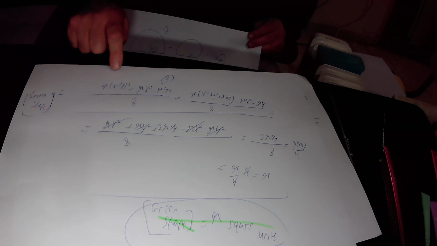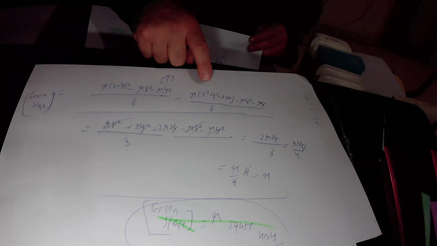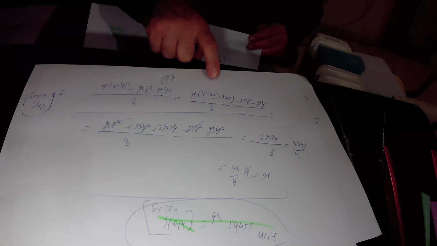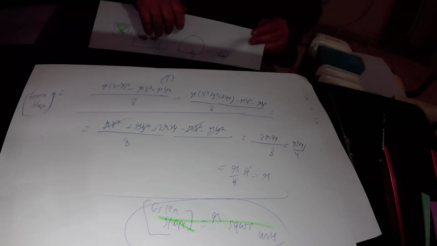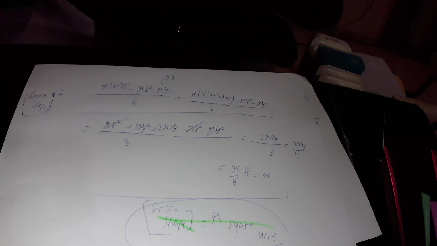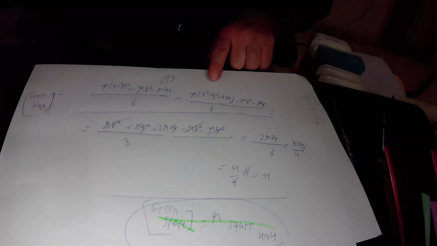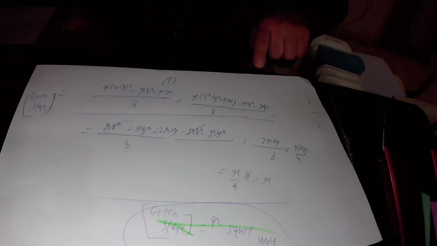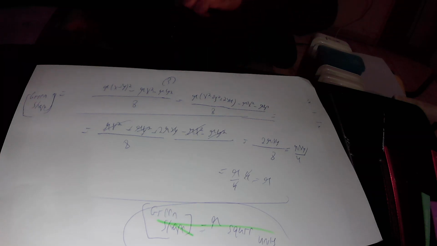Here we open the brackets of this expression and we find that here we have pi over 8 and (x plus y) squared equals x squared plus y squared plus 2 times x times y. Minus pi x squared minus pi y squared. We open the brackets of this expression and we have here pi x squared plus pi y squared plus pi times 2xy minus pi x squared minus pi y squared.